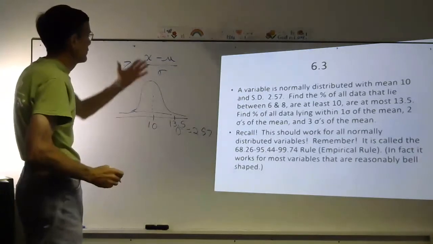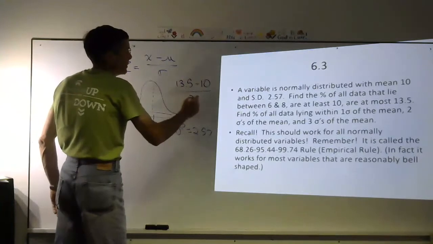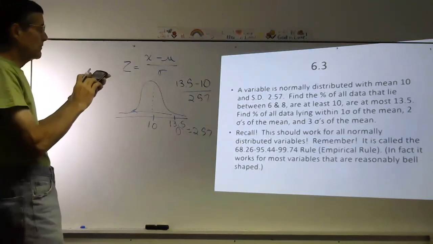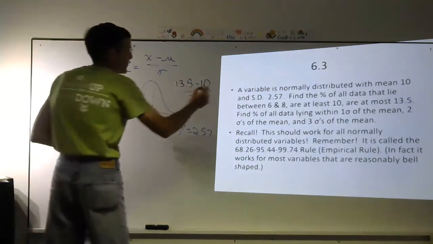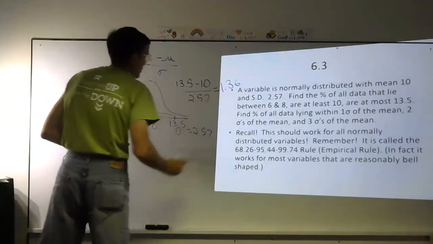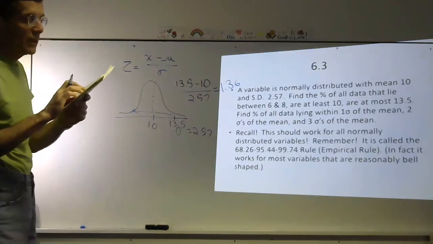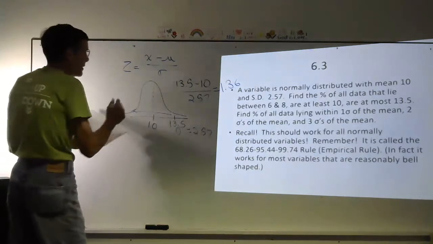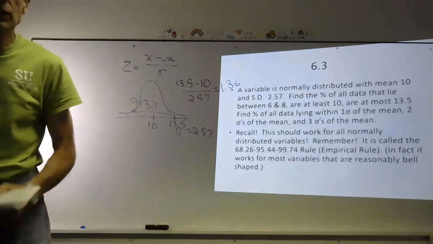So to the left of 13.5, I do 13.5 minus 10 all over 2.57 to get my z value. Let's do it. 13.5 minus 10 is 3.5 divided by 2.57. I get 1.36. Remember, round off correctly to the nearest hundredth. To look it up, 1.36, the area is 0.9131. Do I have to subtract from 1? No.